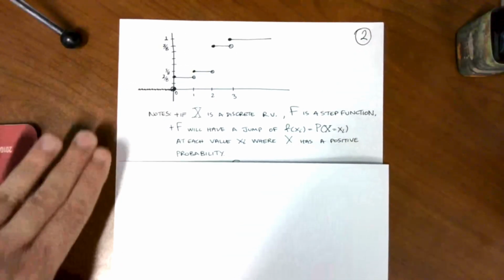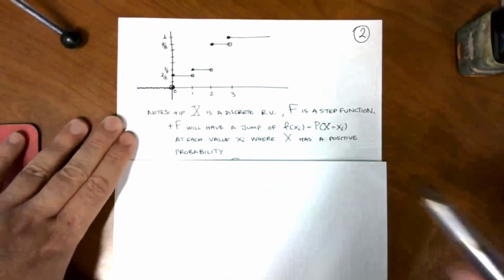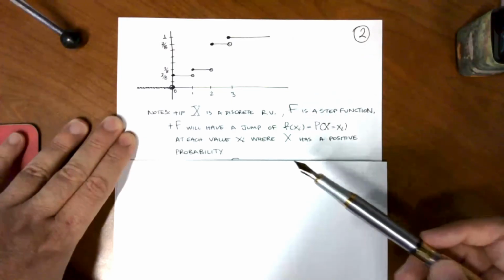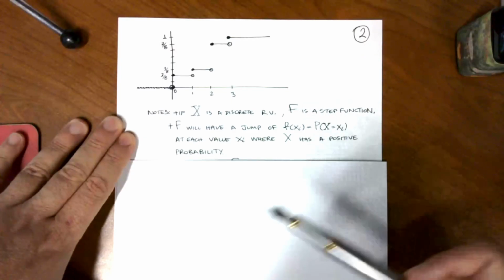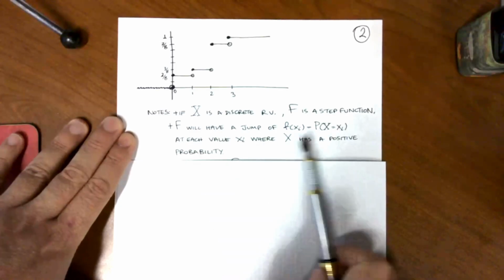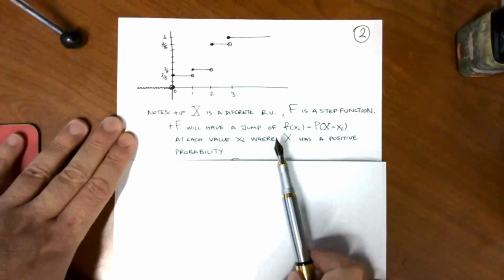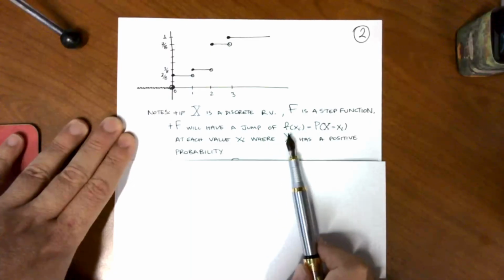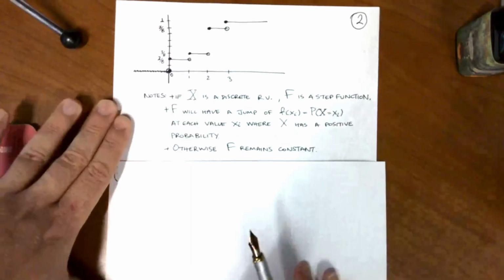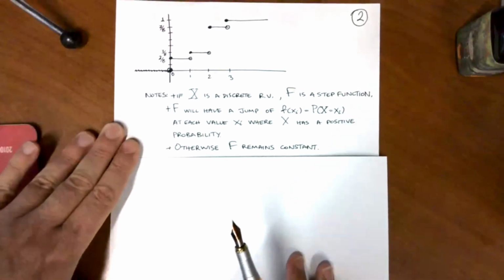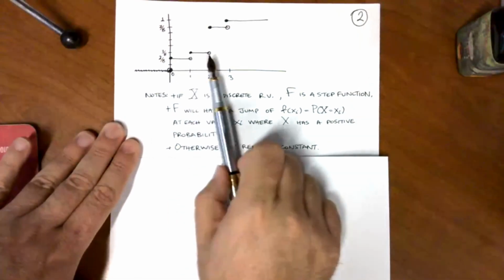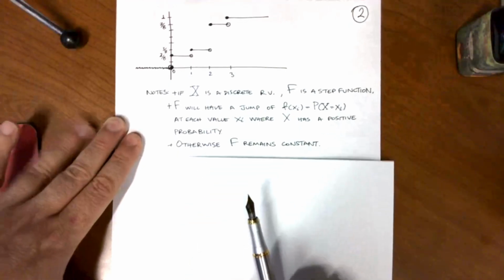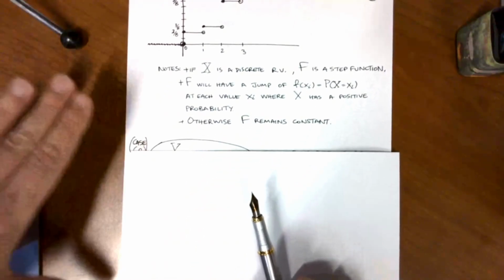A couple of notes to think about. If x is a discrete random variable, as I said, this capital F can be represented as a step function. The capital F, the cumulative distribution function, will have jumps at points where you have values for your PF or your PMF, where you have these positive probabilities. Otherwise, the level of probability is not going to be changing between these x values. So F would be remaining constant for those intervals.